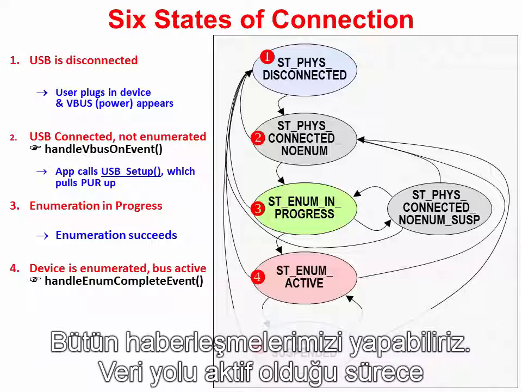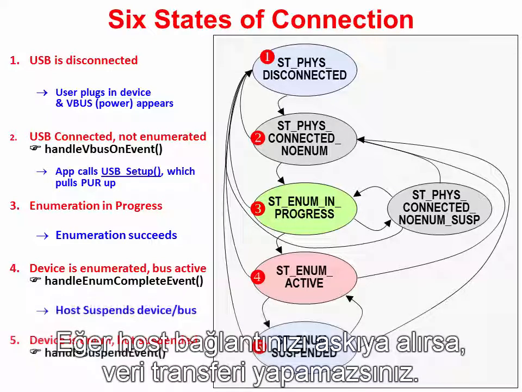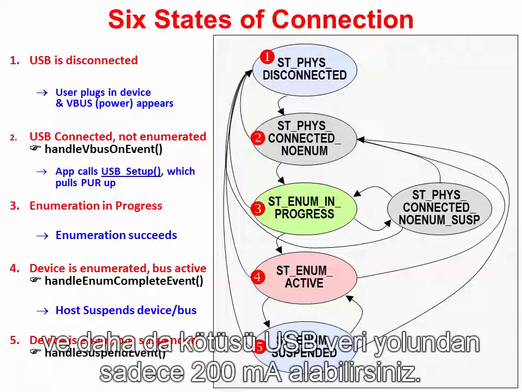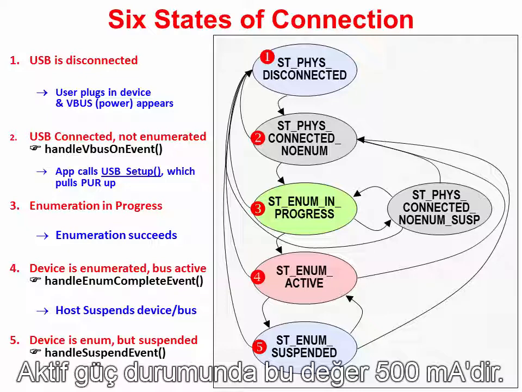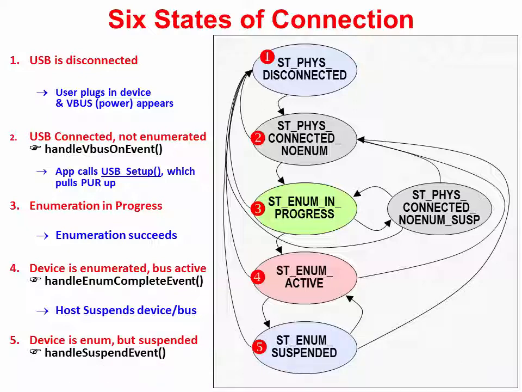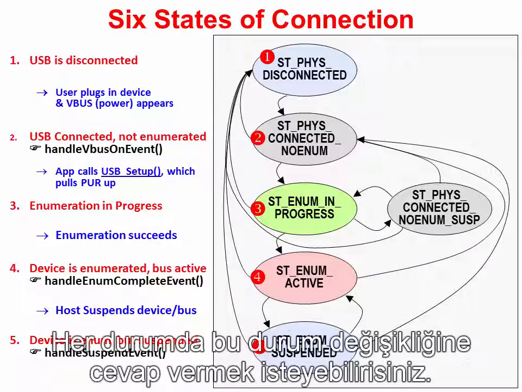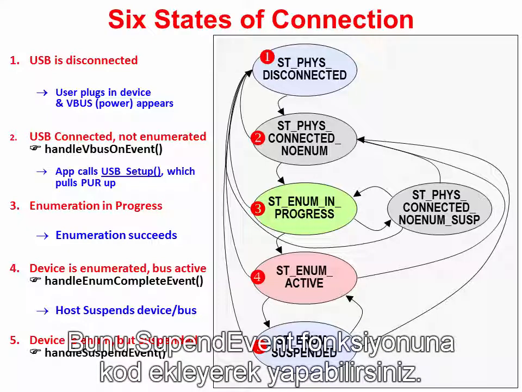As long as the bus is active, we can use the send and receive functions that we spoke about a few minutes ago. If the host suspends your connection, you won't be able to transfer data, and potentially worse, you can only draw 200 milliamps from the USB bus versus the active power of 500 milliamps. Then again, we're talking about the MSP430. 200 milliamps is more than enough for our processor, although I guess it depends what else you have running in your system. In any case, you may want to react to this change in state. You can do this by adding code to the suspend event handler function.